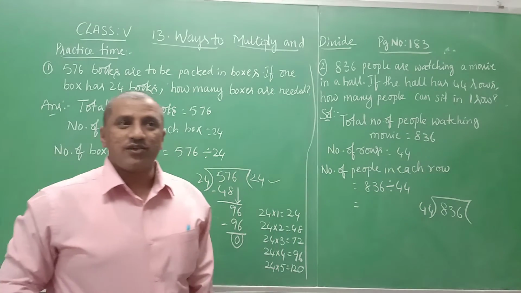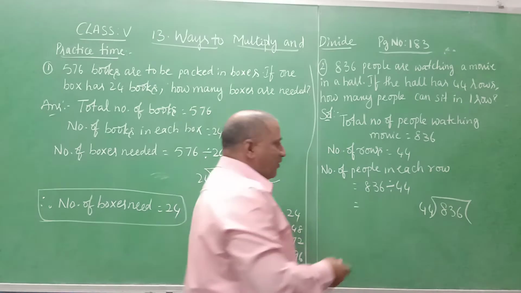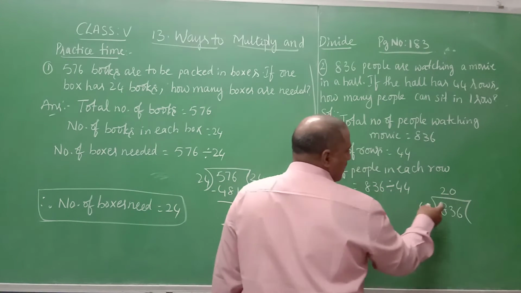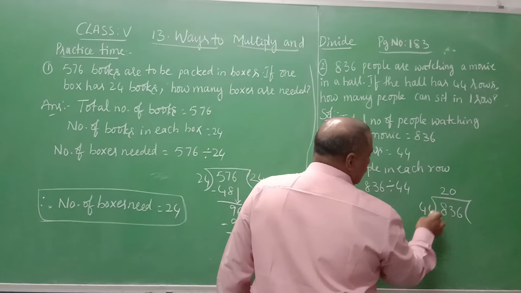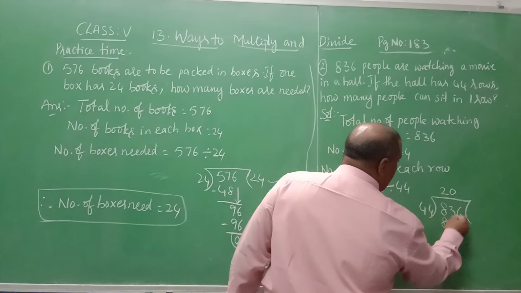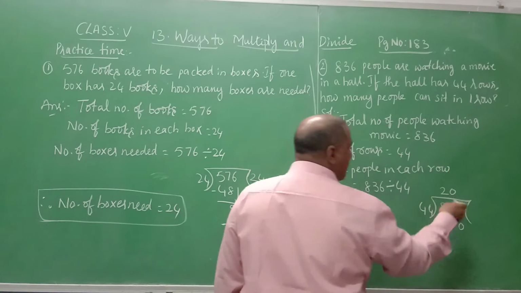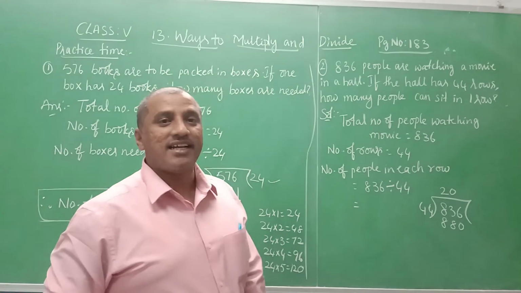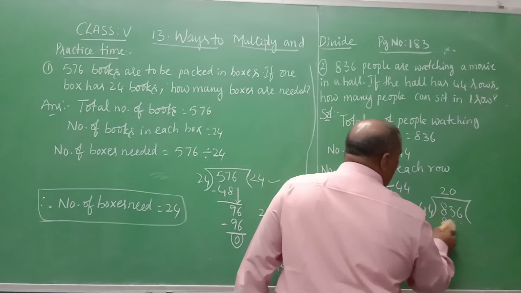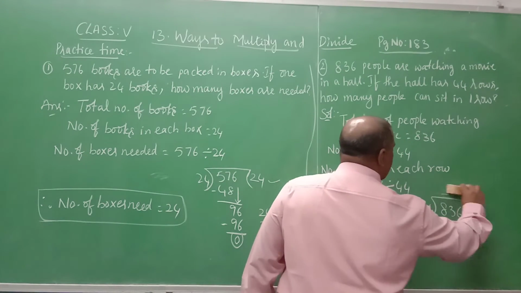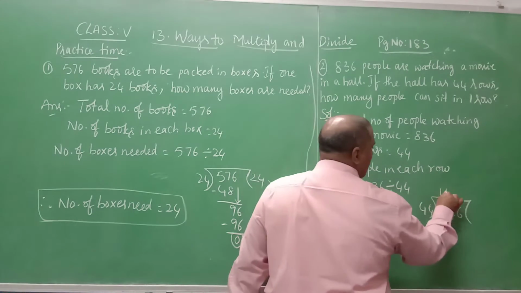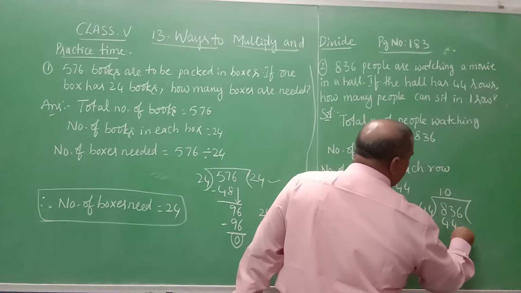Yes. So we'll go the other way. 44 multiplied with 20. So now, 2 4s are 8 and 0 is repeated, 880. But it is more than 836. It may not go 20 times. So now what to do? Check for 10 times. So 44 into 10 it is 440.